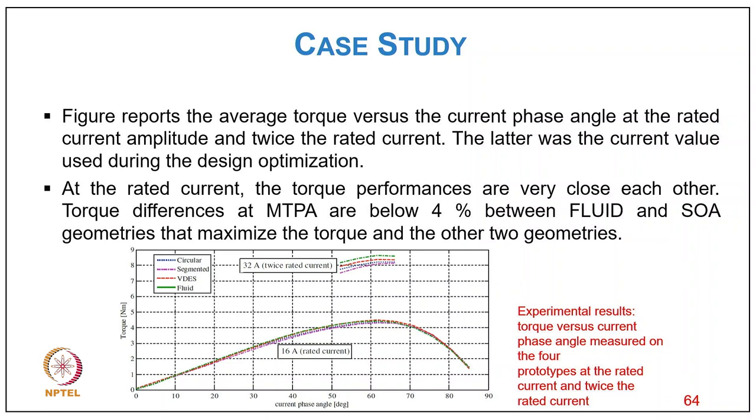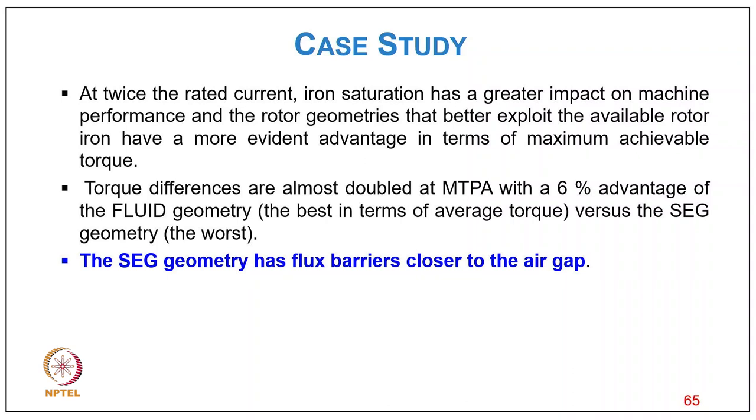The figure reports the average torque versus the current phase angle at the rated current amplitude and at twice the rated current. The latter was the current value used for the design optimization. At the rated current, the torque performance is very close between the geometries. The torque differences at MTPA are below 4% between the fluid and the SOA geometry, which maximize the torque, and the other geometries.